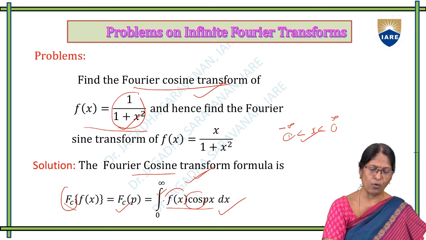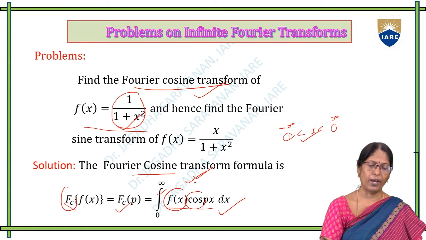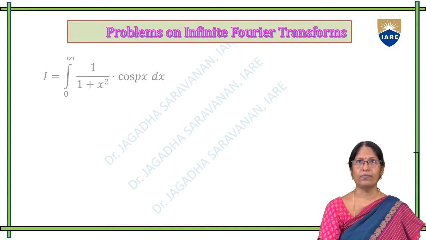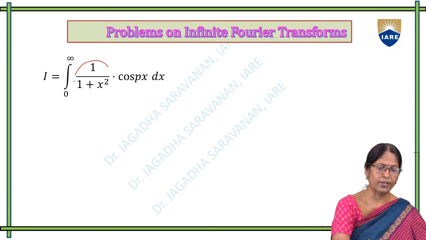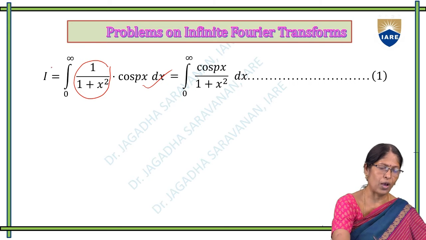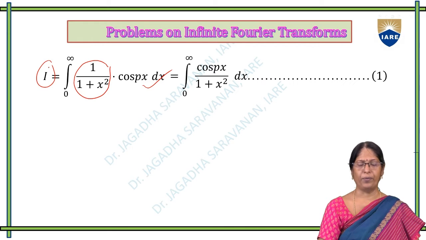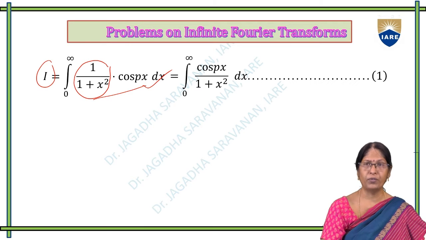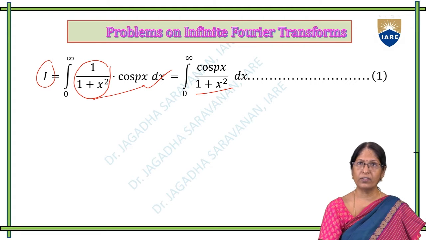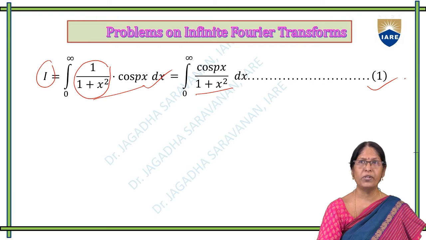Now the f of x we have to replace by our function, 1 by 1 plus x square. So we replace f of x as 1 by 1 plus x square into cos px dx, integral 0 to infinity. We give this the name capital I. The simplified form is the integral of cos px by 1 plus x square dx. It is named as equation 1.